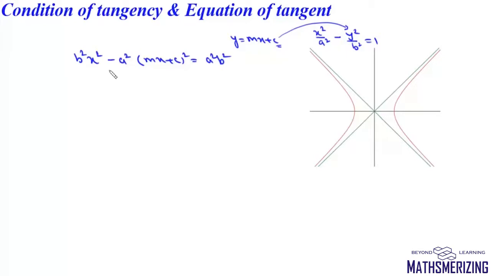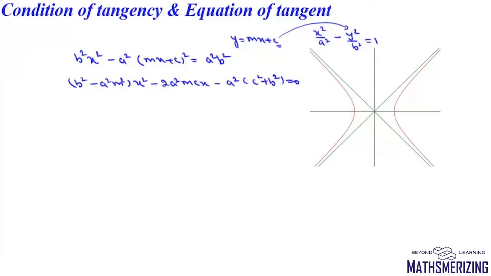b square. Now we can write this equation as a quadratic equation in x. So it will be (b square minus a square m square) x square minus 2 a square m c x, and then minus a square (c square plus b square) equals 0.